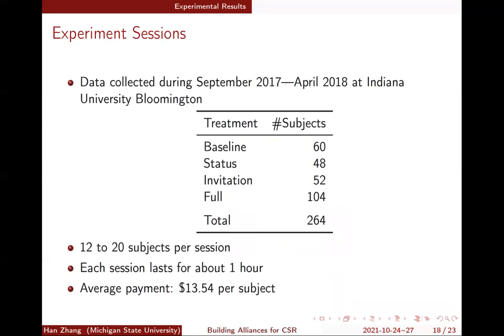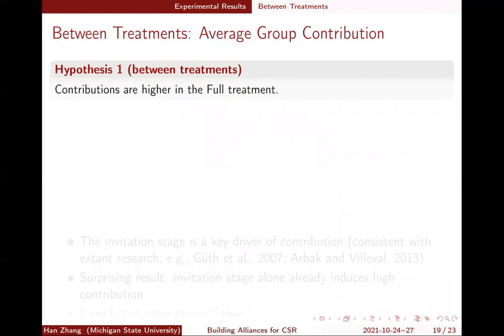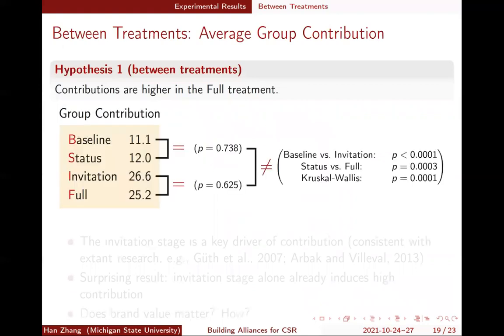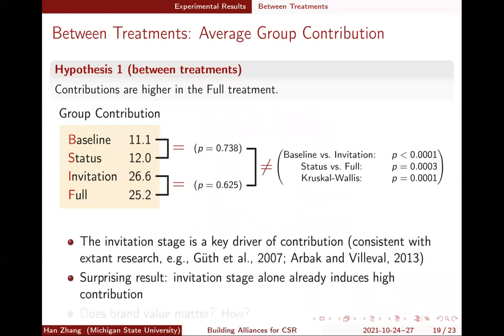So, what do we find in the lab? We expect more contributions in the full treatment. Here is the average group contribution in each treatment. As predicted, the contribution in the full treatment is significantly higher than in the baseline and status treatments. Surprisingly, the contribution in the invitation treatment is as high as in the full treatment. We conclude that the invitation stage is a key driver of contribution.